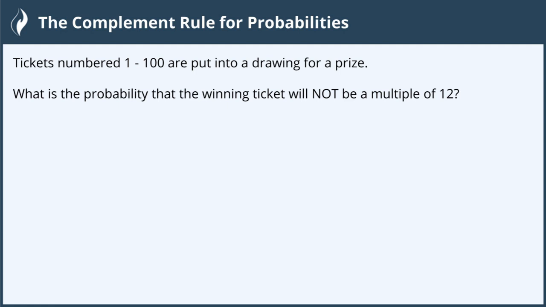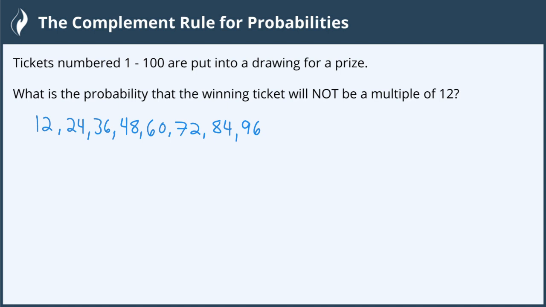So let's see, 12 is a multiple of 12, and then 12 times 2 is 24. 12 times 3 is 36. And then our multiples continue with 48, 60, 72, 84, 96, and then our next multiple of 12 would be over 100, so it's too large.